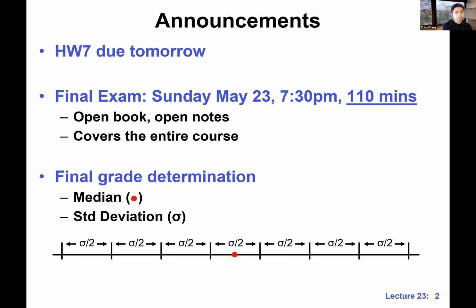Okay, common announcements. Homework 7 is due tomorrow. There are actually quite a few problems, so hopefully you guys can start early. Final exam is going to be on Sunday, something that I already announced. May 23rd, starting from 7:30. We'll give you this much time. The length of the exam will be 110 minutes, almost 2 hours. I'll give you guys 10 minutes to scan and upload.